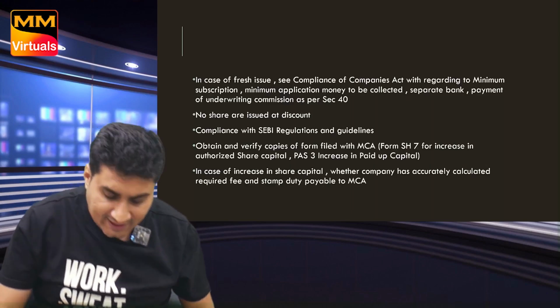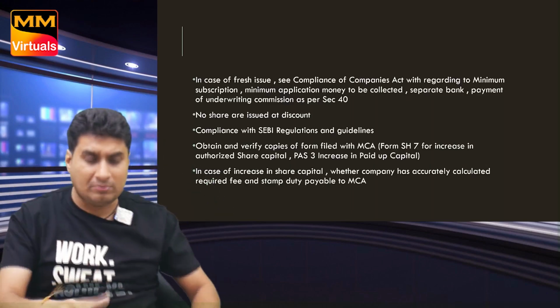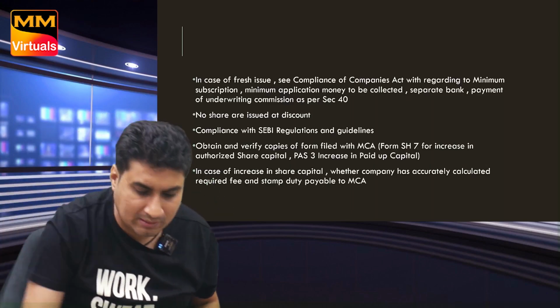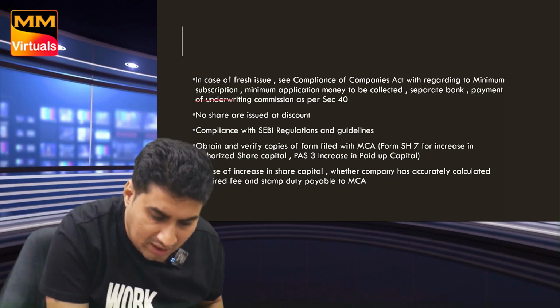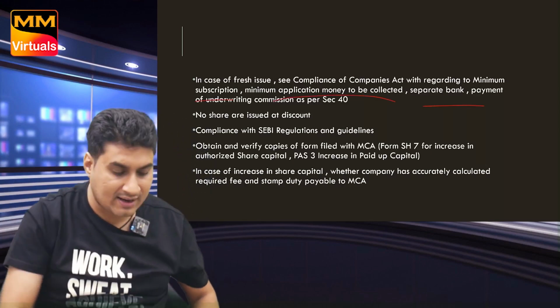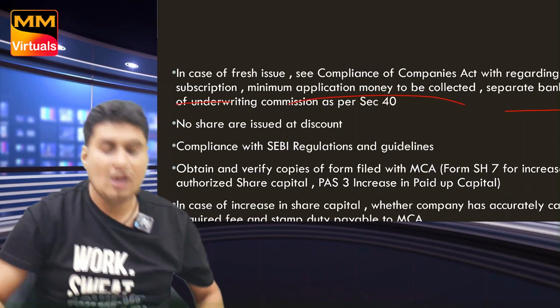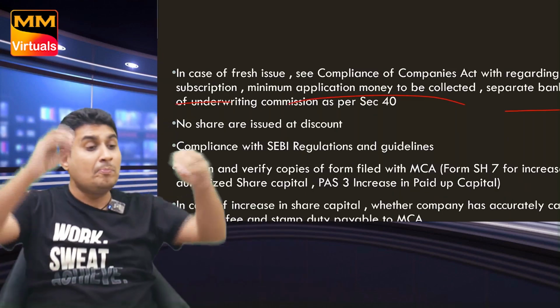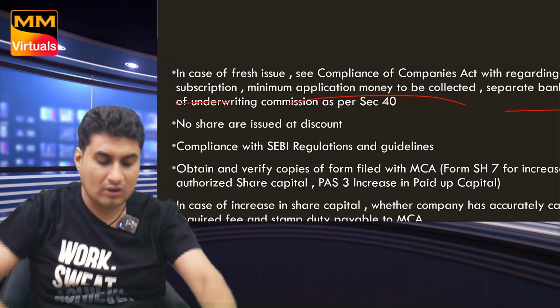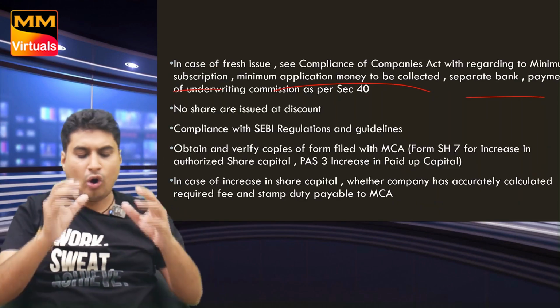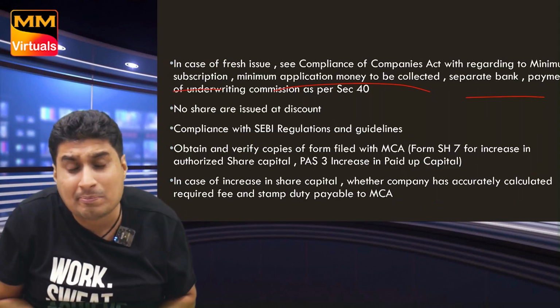Next, in case of fresh issue, you know all this law, try to write maximum law: minimum subscription, minimum application money, separate bank account, payment of commission is done. No shares are issued at discount. Compliance with SEBI is done or not. Obtain and verify copies of forms filed with MCA.